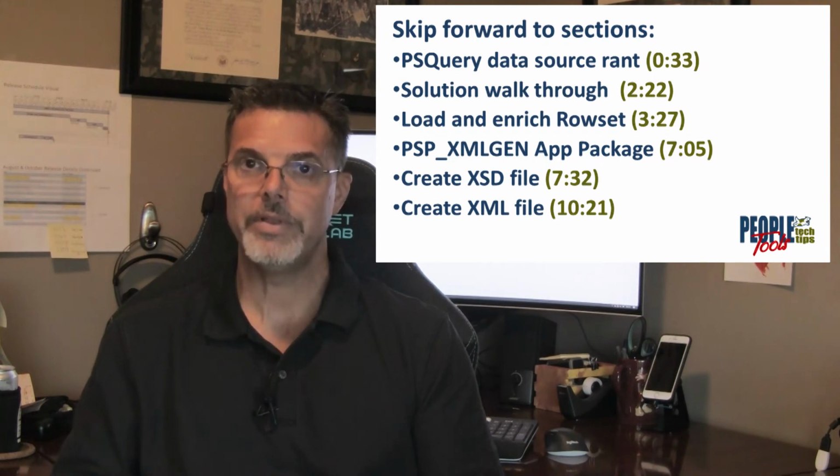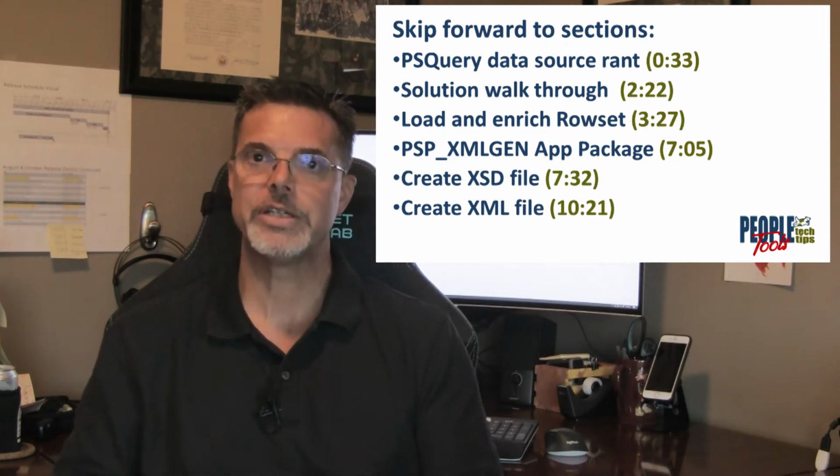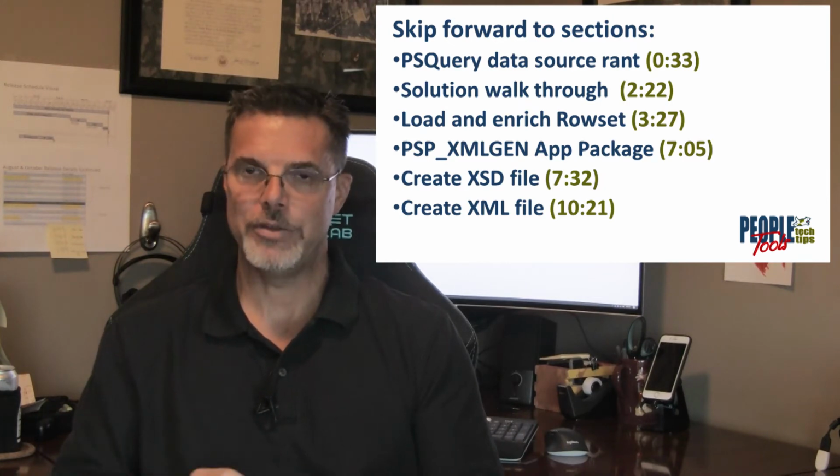Okay, using the Rowset method in PeopleCode, we create a Rowset and populate it with data. Then we hand it to a delivered PeopleSoft app package, which returns us a string that is pure XML. We write that one string to a file, and now we have our XML file.